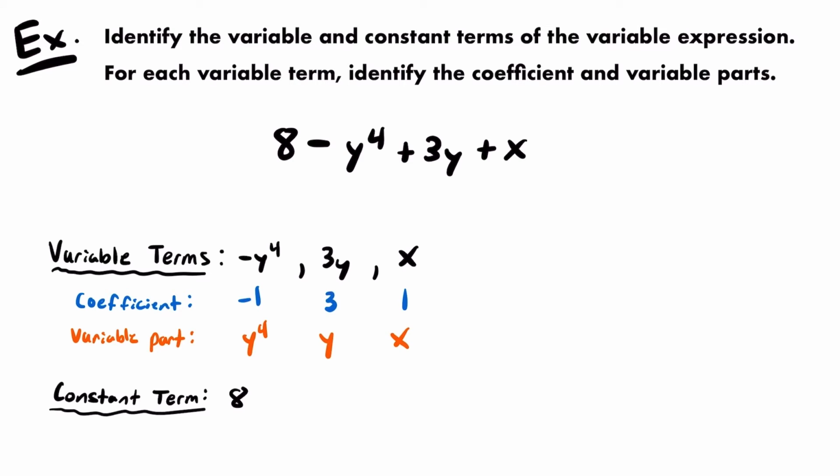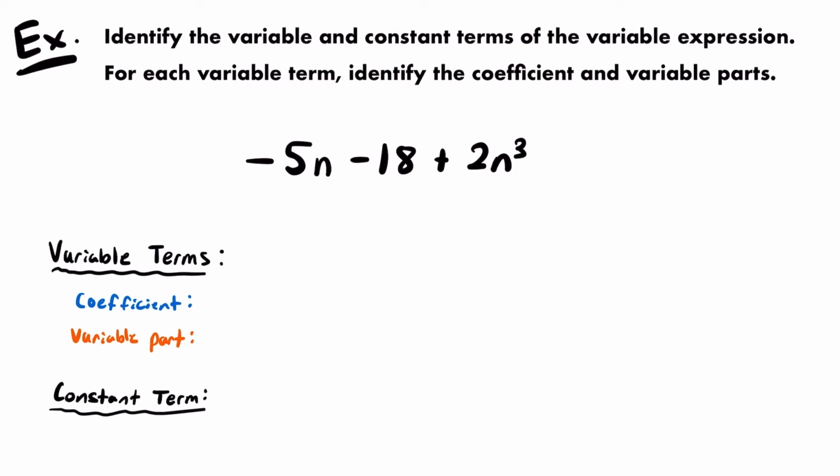Let's take a look at another example. We once again want to identify the variable and constant terms of the variable expression, and for each of the variable terms that we identify, we also want to identify the coefficient and variable parts. Okay, so our variable expression this time is negative 5n minus 18 plus 2n cubed, or 2n to the power of 3. And so for this variable expression, there are 3 terms, right? Negative 5n, negative 18, and positive 2n cubed.